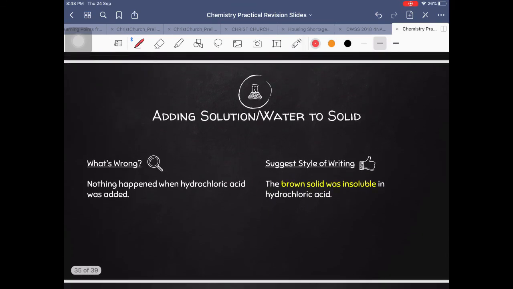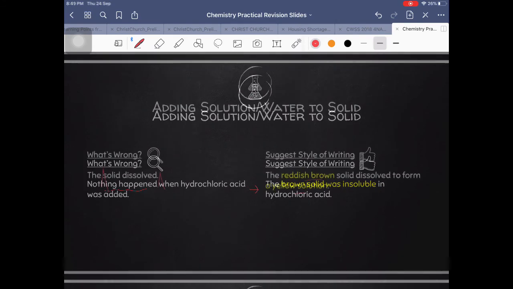The next example, nothing happened when hydrochloric acid was added. You cannot write nothing happened. If you did not observe anything, if there's no visible reaction, what we will state will be no visible reaction or no observable change. Or if you have observed something, you can continue to write down.